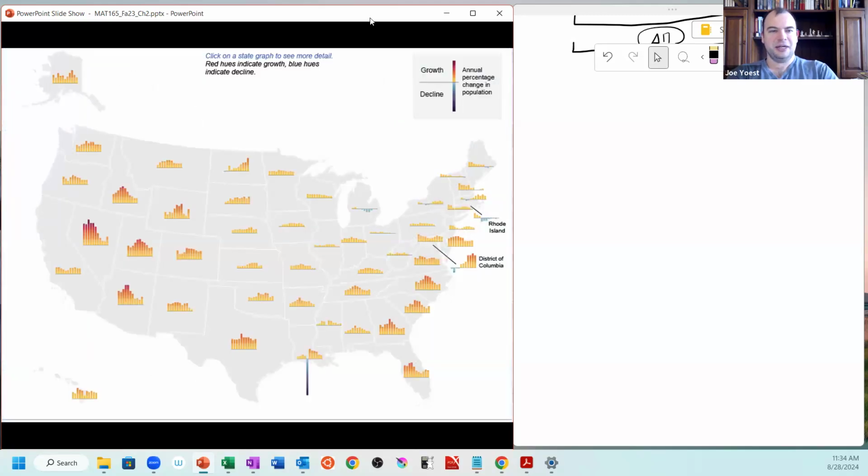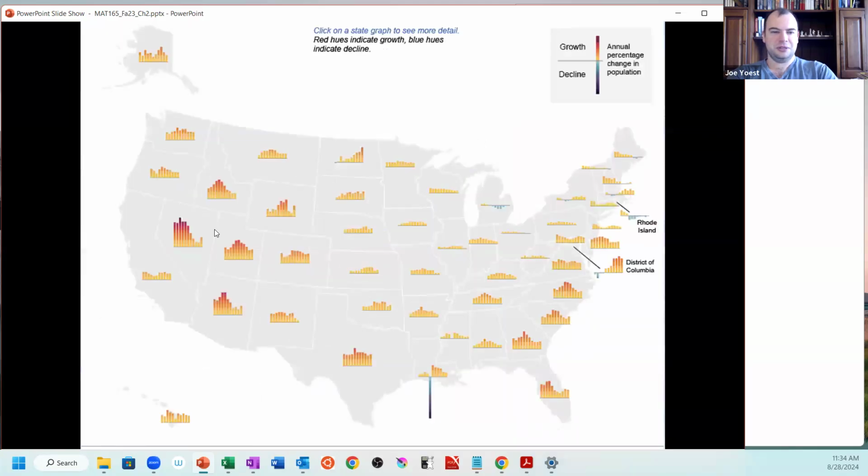Here's an example of a nice graphical technique that combines a couple of different ideas. I'm going to make this a little bit bigger so you can see it a little better. This was from a few years back. What it shows is for each state, it has this histogram-looking, bar-chart-looking setup. And on the top right here, we have a legend that tells us a little bit about what's going on.